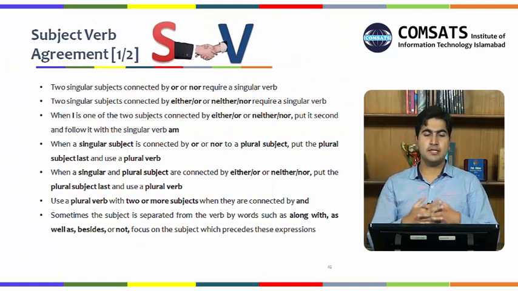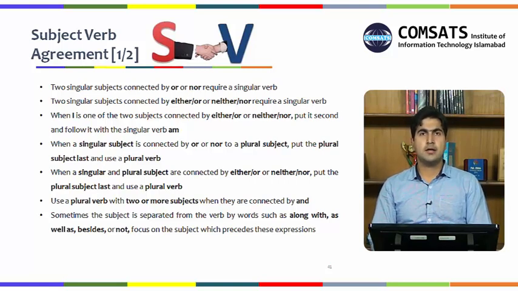Then there has to be an agreement. We talked about these rules of subject-verb agreement: a singular verb for a singular subject, a plural verb for a plural subject. Two singular subjects connected by or, nor take a singular verb. If they are connected by either-or, neither-nor, once again a singular verb. When I is one of the two subjects, it will be placed second and followed by am. When a singular subject is connected by or, nor to a plural subject, the plural subject is placed last and you use a plural verb alongside it.